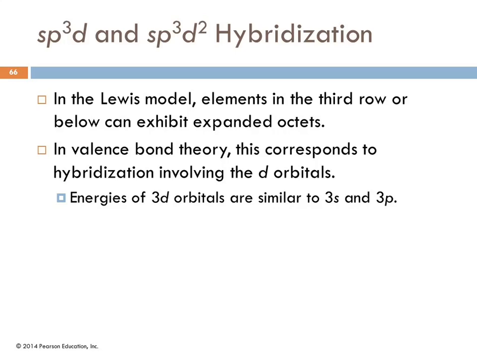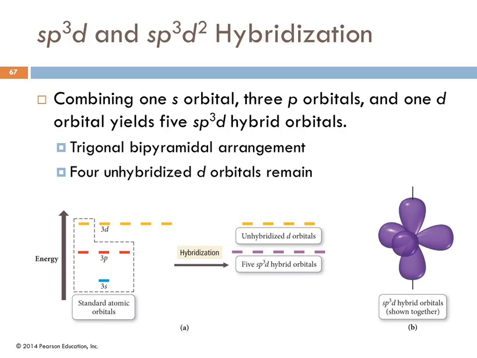We saw in the Lewis model that elements in the 3rd period or below can have expanded octets. And valence bond theory explains this by including d orbitals in the hybridization. The energies of the 3d orbitals are similar to the 3s and the 3p orbitals. They're a little higher, but not that much. So they're in the same range there.